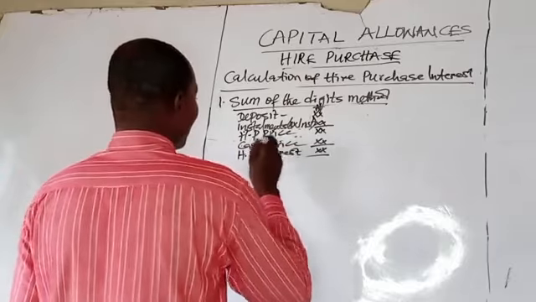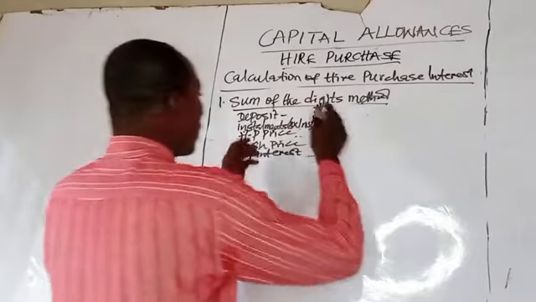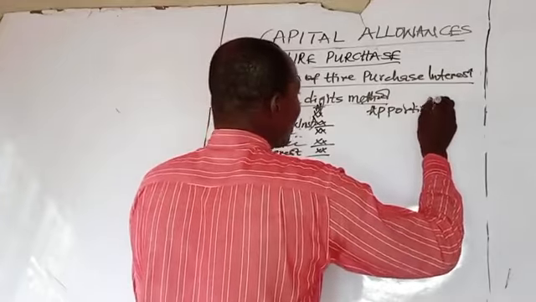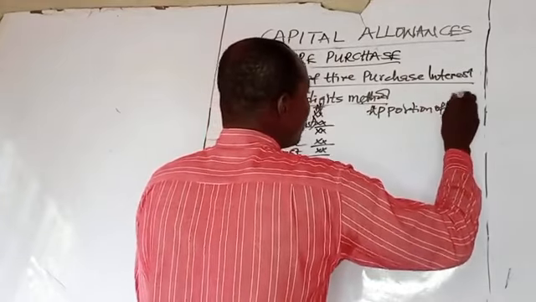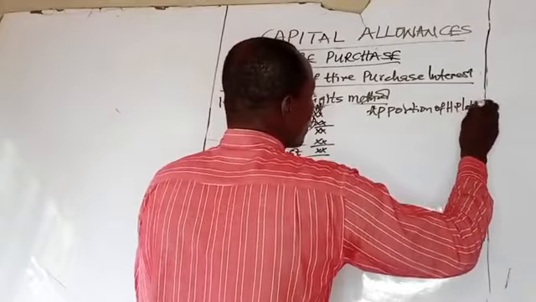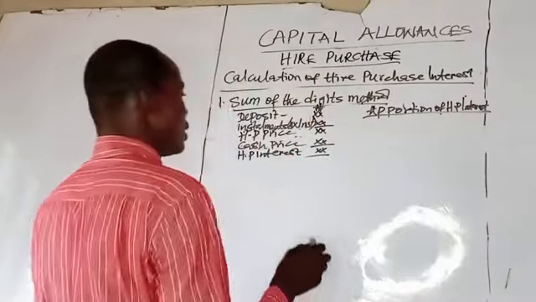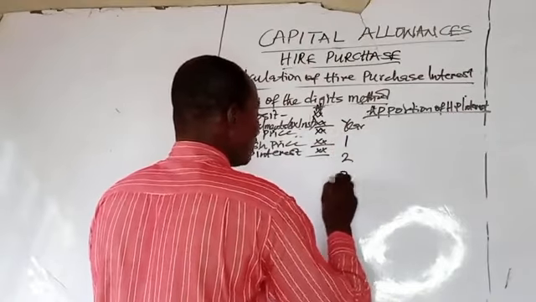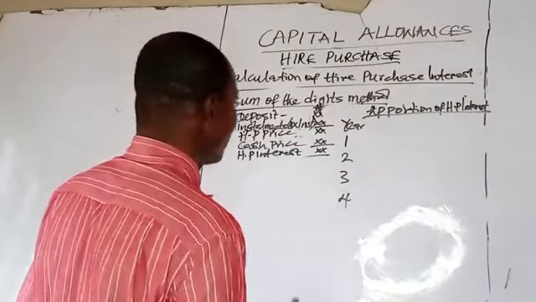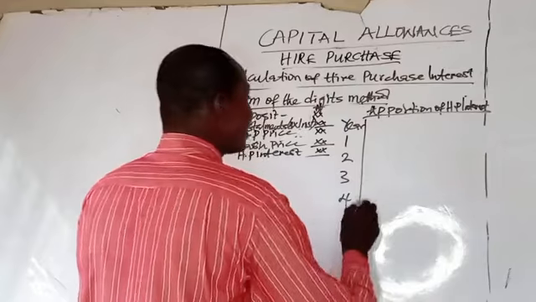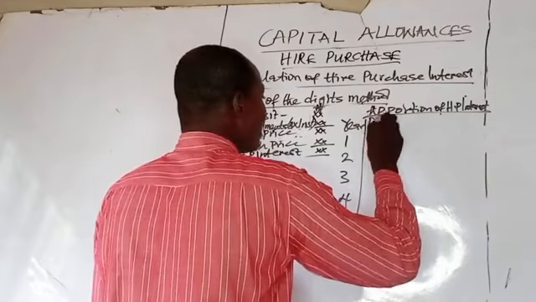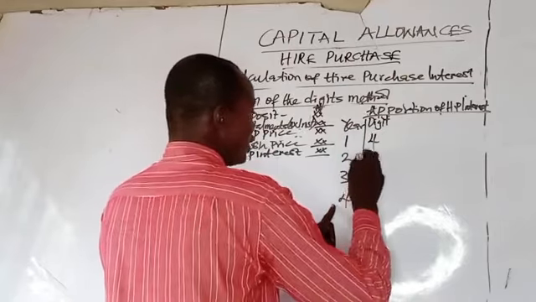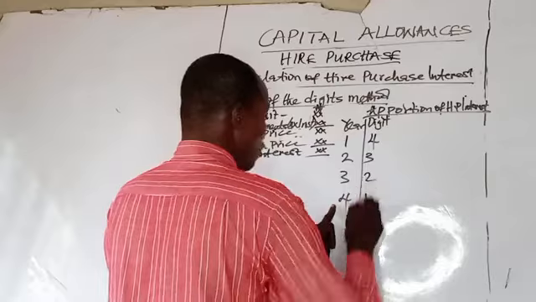So you now apportion the hire purchase interest. Apportionment of HP interest. So you have 4 years, 1, 2, 3, 4, based on what I've done earlier. You now reverse the digits, starting from year 4, year 3, year 2, year 1.